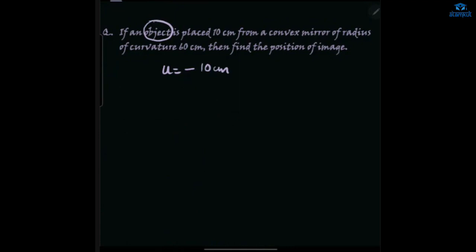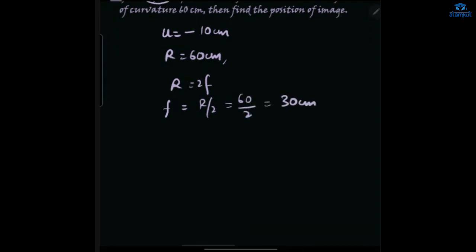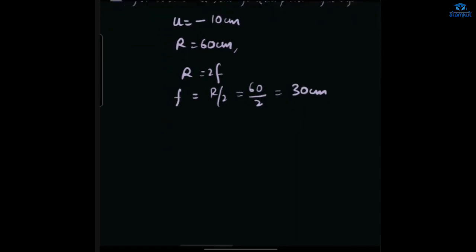Of radius of curvature 60 centimeter. Radius of curvature is given as 60 centimeter. It means we have to convert it into focal length. The formula that I have written, R is equal to 2F. It means F is equal to R by 2, that is 60 by 2, that is 30 centimeter. So F has come out to be 30 centimeter. And then find the position of the image.